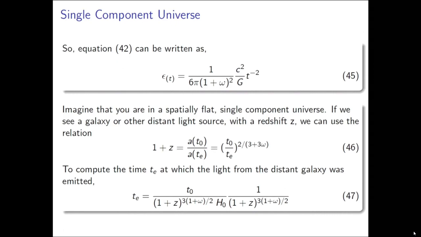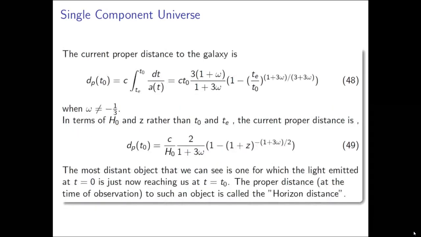So we try to compute the value of time of emission, that is t naught by 1 plus z times 1 plus z to the power 3 into 1 plus omega by 2, times h naught into 1 by 1 plus z to the power 3 into 1 plus omega by 2. So the current proper distance to the galaxy can be given by the equation. It's quite big, so you can use it for reference here.